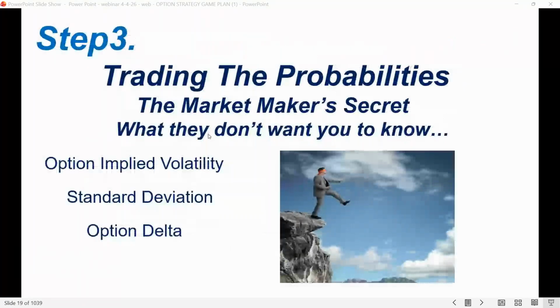Now, step three is trading the probabilities. This is what I call the market maker's secret.